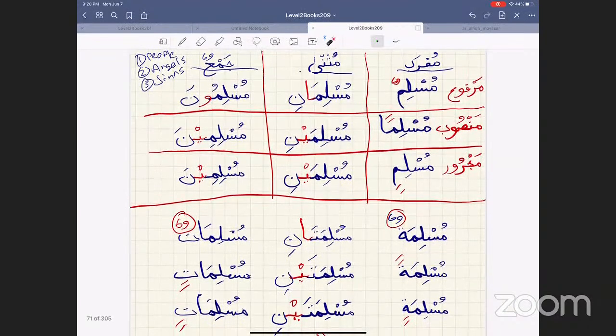Then muthanna, a dual word, we would add ani to the end to make it a dual word. Any word. Kitab, for example, is a masculine word. It means a book. Kitabun. If we want to say two books, we would say kitabani. So we add the ani at the end. The alif, alif al-muthanna, if we remember.